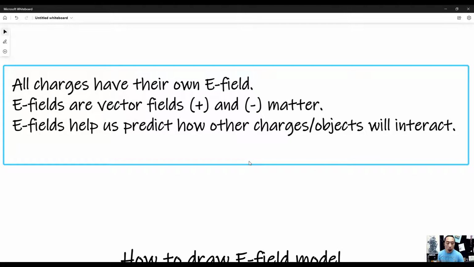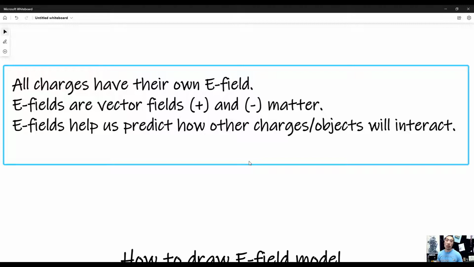Let's move that up. E-fields are vector fields, which means direction matters. So whether you have a positive charge or a negative charge, depending on the charge, the field that we draw will also change. Now, if you're wondering, why do we even have these E-fields? Well, E-fields are there to help us predict how other objects can interact with the field or the object creating the field.